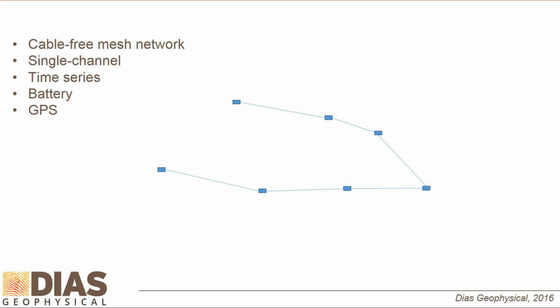And then we inject our current through the survey area in whatever pattern makes sense for the application. Each receiver is, as I mentioned, single channel. It records time series data. It has a good about a week of battery life, and it has GPS positioning and synchronization.